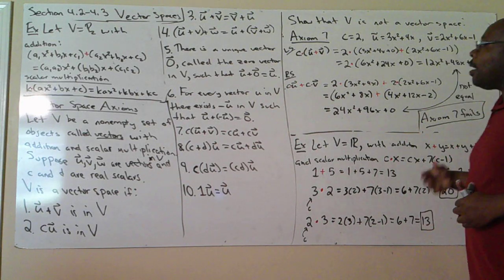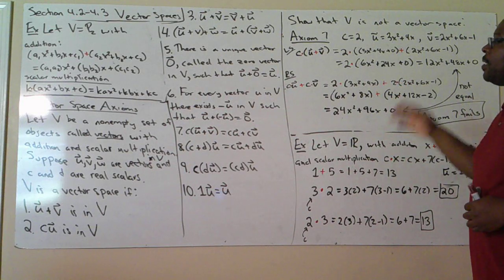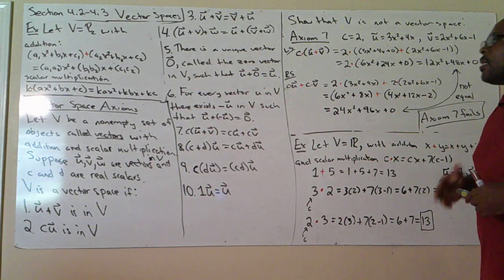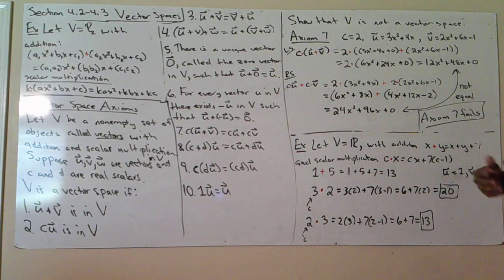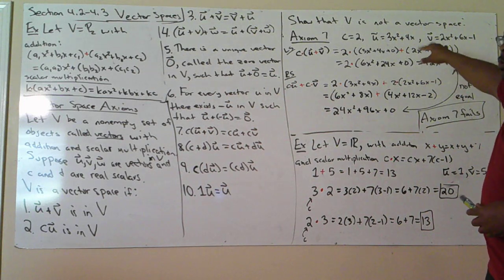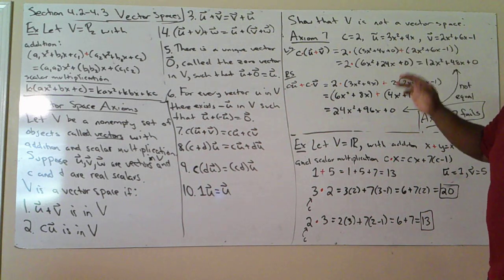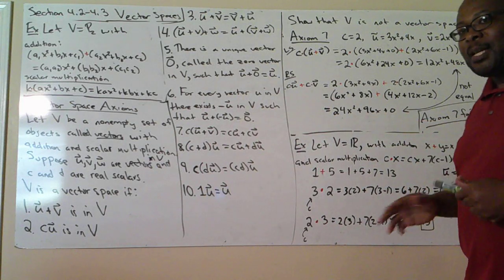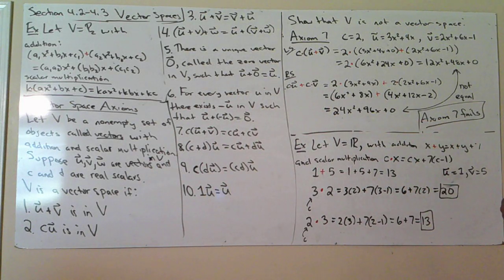Since axiom 7 fails, that means that this cannot be a vector space. So anyway, just to give you an idea of how I can show that something is not a vector space. I could show this in general without using actual polynomials with real numbers, just arbitrary numbers, ax squared plus bx plus c. But I wanted to show it to you with numbers because sometimes it's easier to get an idea of what's going on when you have numbers to look at.